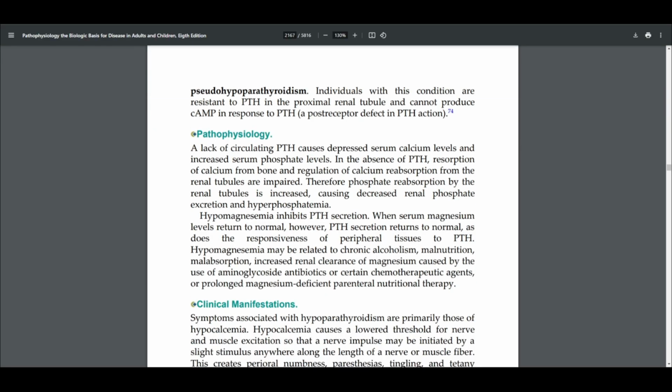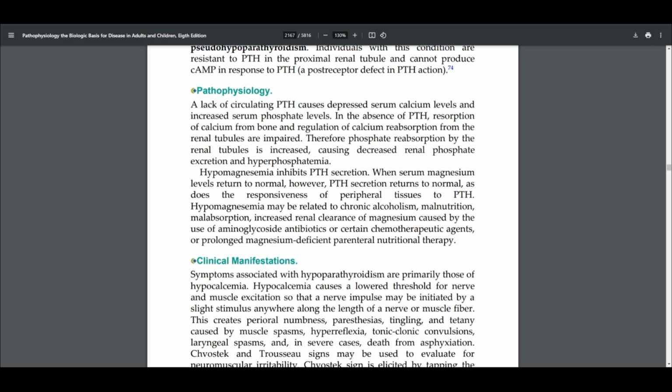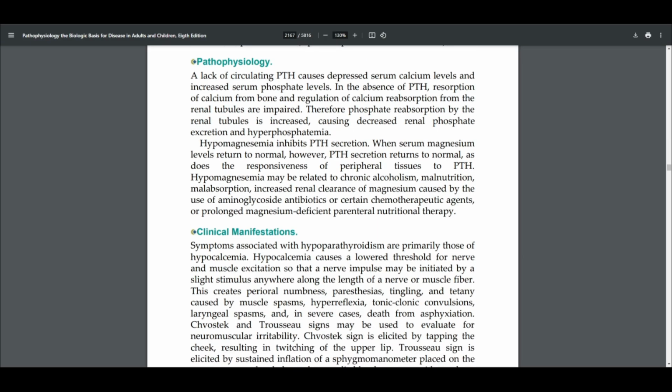So, pathophysiology. A lack of circulating PTH causes depressed serum calcium levels and increased serum phosphate levels. In the absence of PTH, resorption of calcium from bone and regulation of calcium reabsorption from the renal tubules are impaired. Therefore, phosphate reabsorption by the renal tubules is increased, causing decreased renal phosphate excretion and hyperphosphatemia.